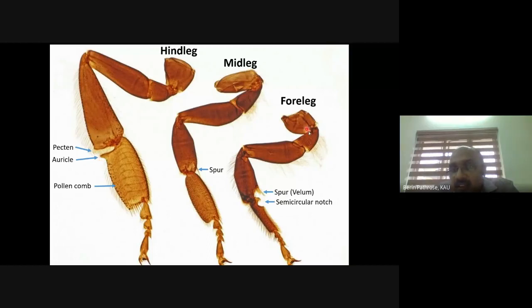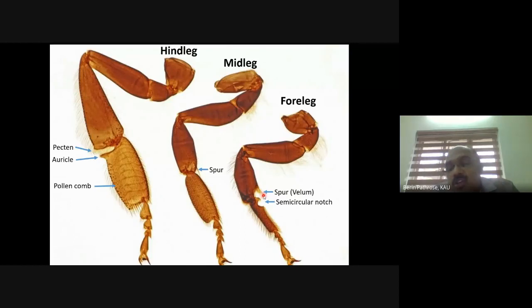See, in the foreleg, this is coxa, trochanter, femur, tibia, and tarsal. This is the first tarsal segment, that is the basal tarsal segment. And see, at the tip of the tibia, we have a tibial spur. Do you remember the term spur?